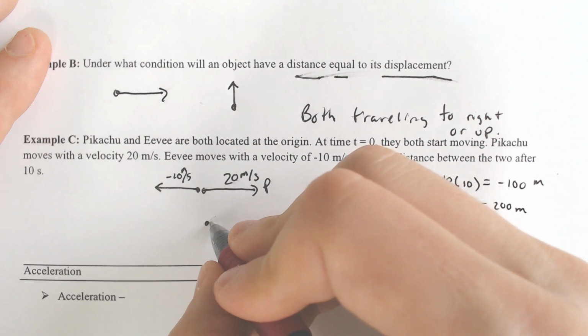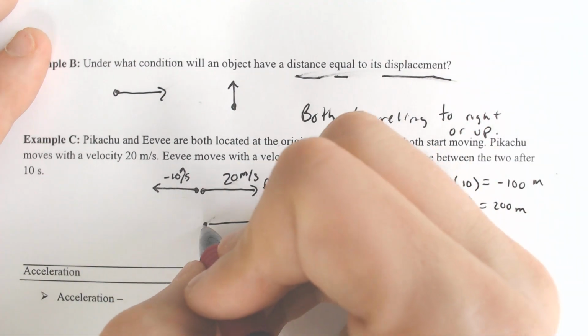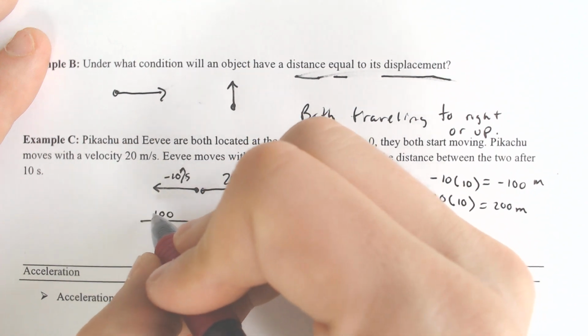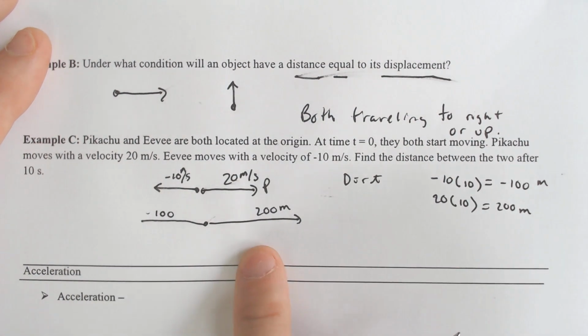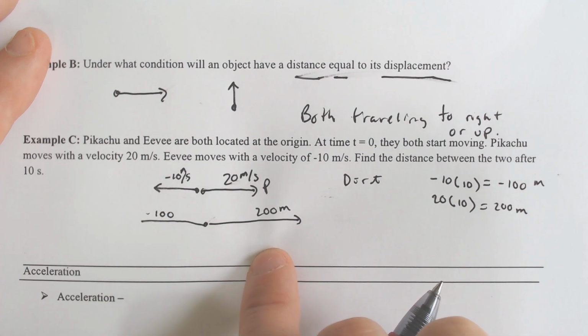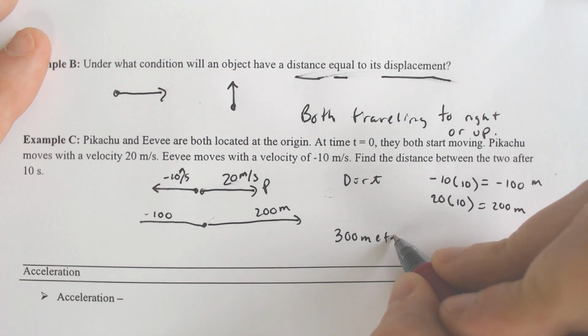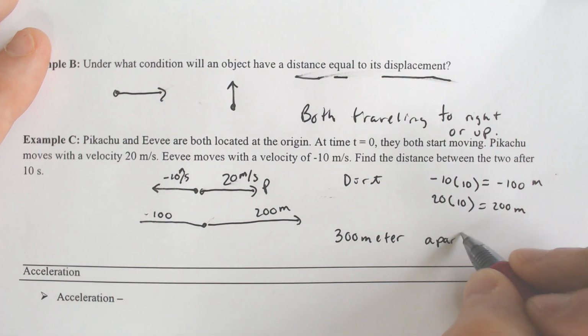So if he has traveled 200 meters, not meters per second anymore, and Eevee has traveled 100 meters to the left, how far apart are they? Well, you would just find the actual distance between these two, and you would find out that they are 300 meters apart. That's going to do it for this one.